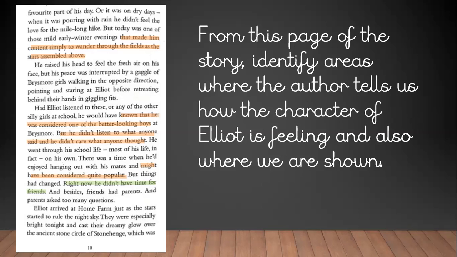So right now, he didn't have time for friends. And besides, friends had parents, and parents asked too many questions. So I think there we are being shown that Elliot is quite a private, introverted character, likes to keep himself to himself. It's not saying that in so many words, but by his actions, we're being shown that. I also think that might suggest that Elliot potentially has something that he's hiding. And parents asked too many questions. Why is he worried about the questions they're asking? So he might be trying to hide something.